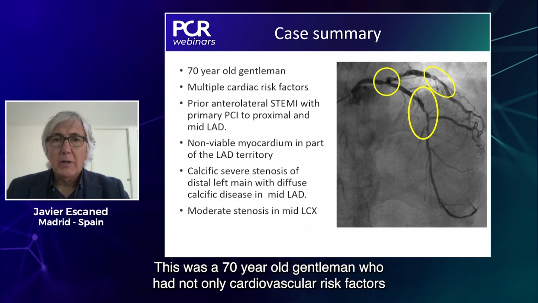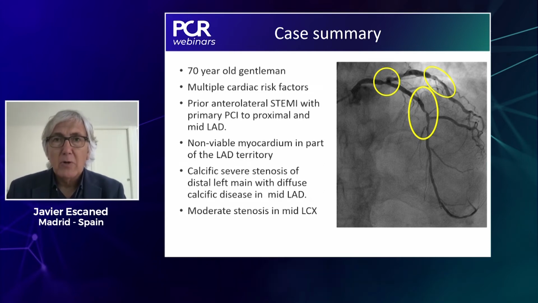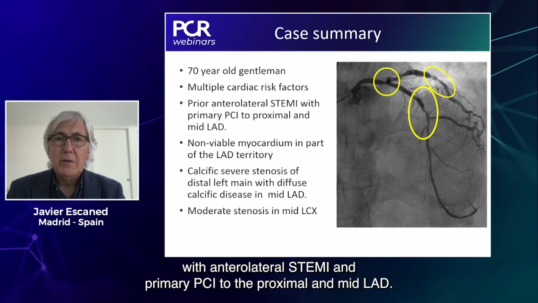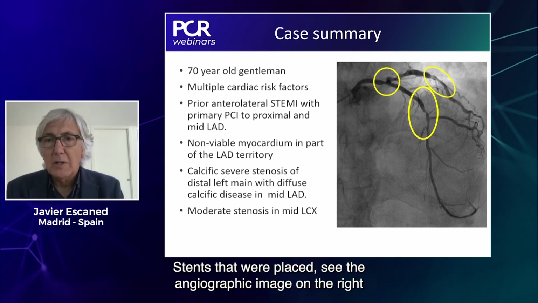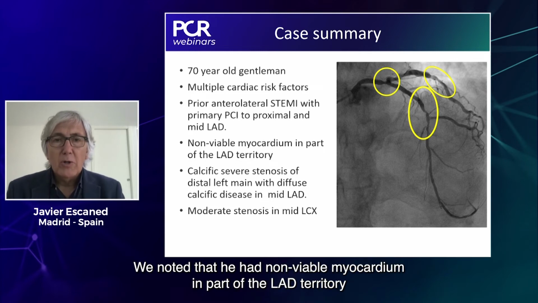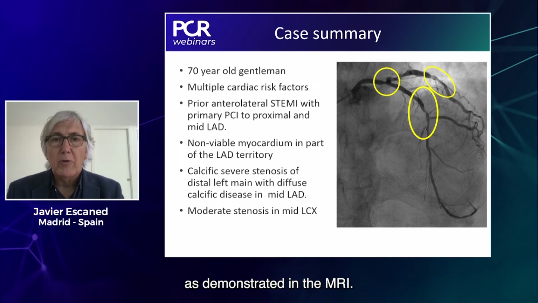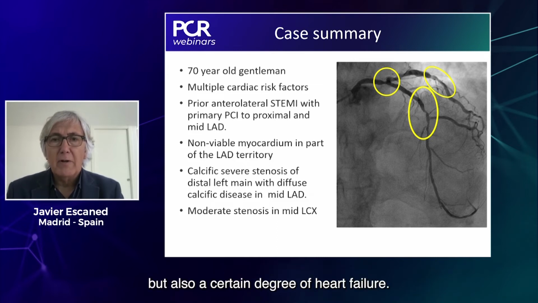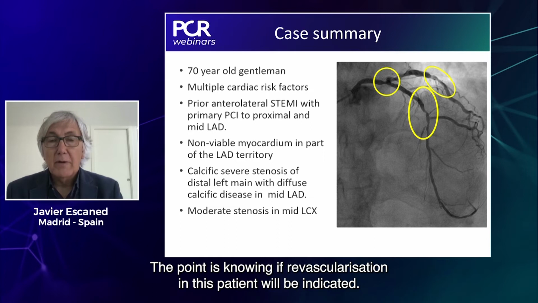As you can see here, this was a 70-year-old gentleman who had not only cardiovascular risk factors, but a previous history of coronary artery disease with anterolateral STEMI and primary PCI to the proximal and mid-LAD. There are some stents placed in that angiogram. We know also that he had some non-viable myocardium in part of the LAD territory, as demonstrated with MRI. But now the patient has not only symptoms in terms of chest pain, but also some degree of heart failure. And the point is knowing if revascularization in this patient will be indicated.